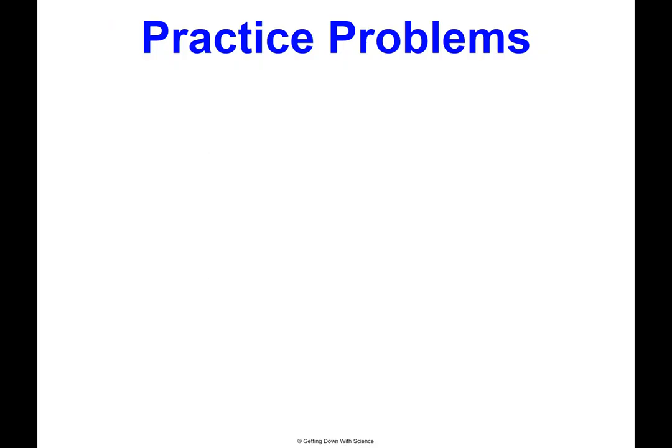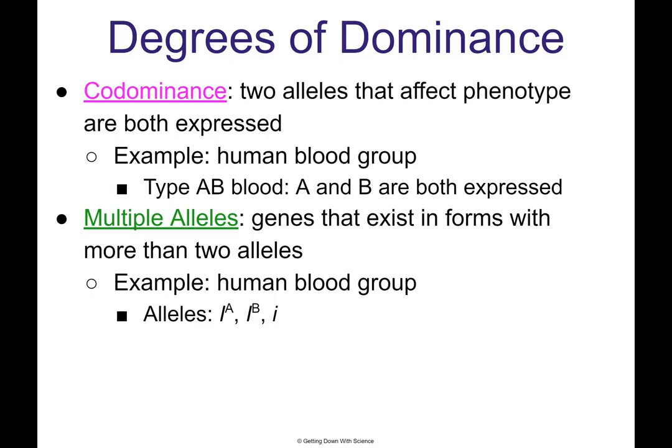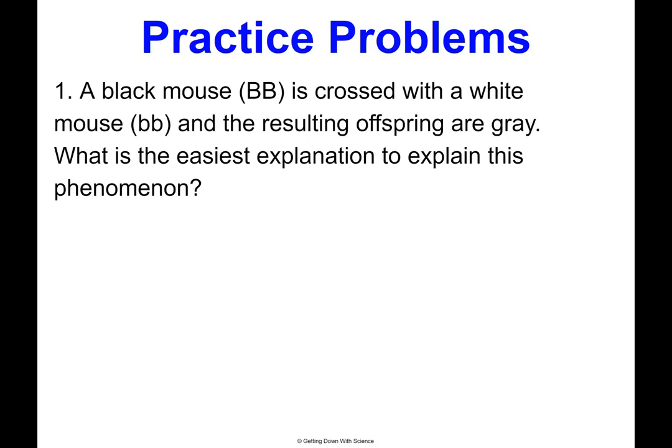And so we've got multiple situations going on where we have dominant and recessive and codominant because we have more than 2 alleles that mix together to make our system. Okay, so we have a black mouse crossed with a white mouse. The resulting offspring are gray. What's the easiest explanation? And so this is one of those, think about the paint. We mix the 2 together and we get a third option.